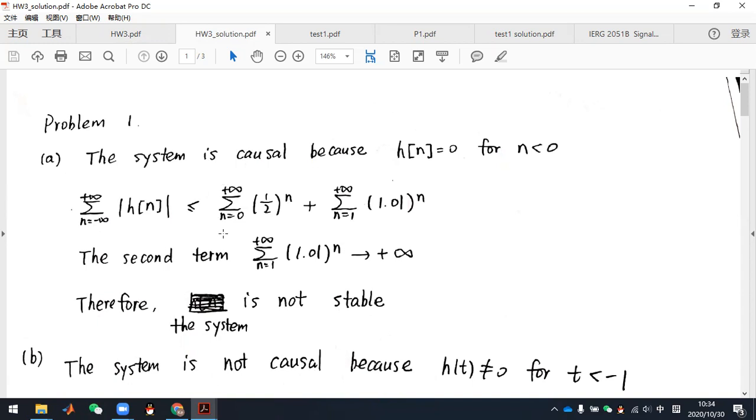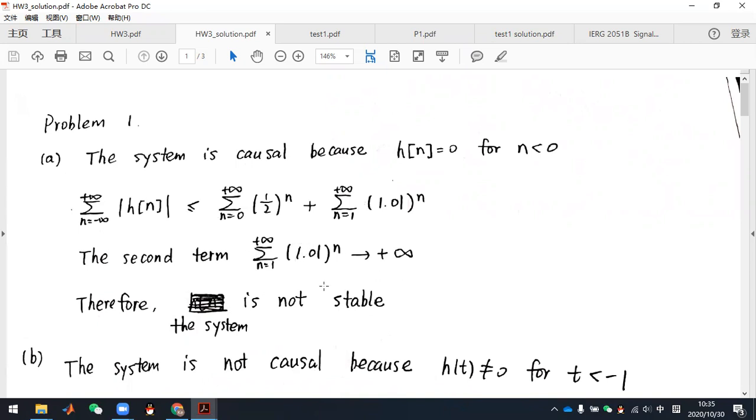or not so rigorous, because if this term is smaller than this term, and the latter one goes to infinity, we cannot arrive at the conclusion that the first term goes to infinity because it is smaller than this one. So it is not good to directly say that the system is not stable because this term goes to infinity.